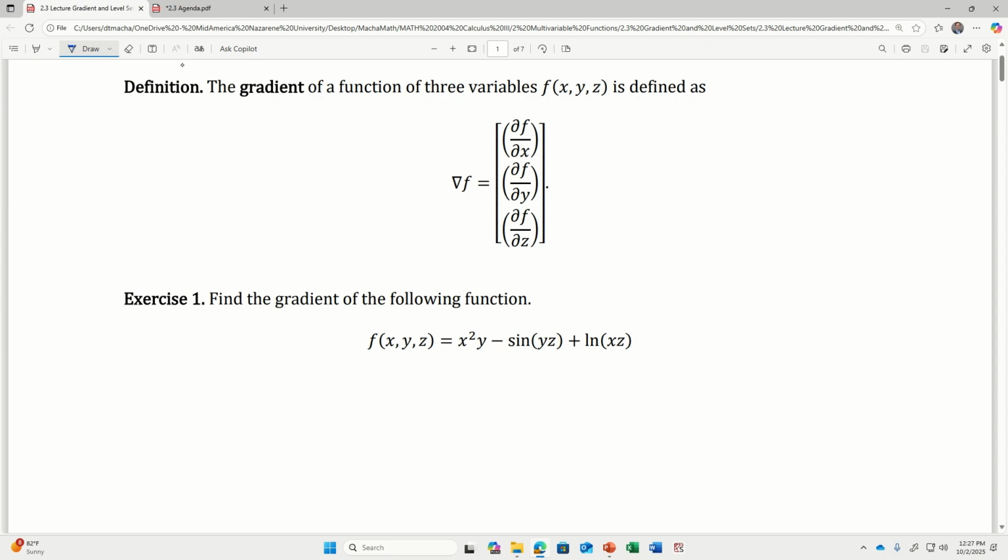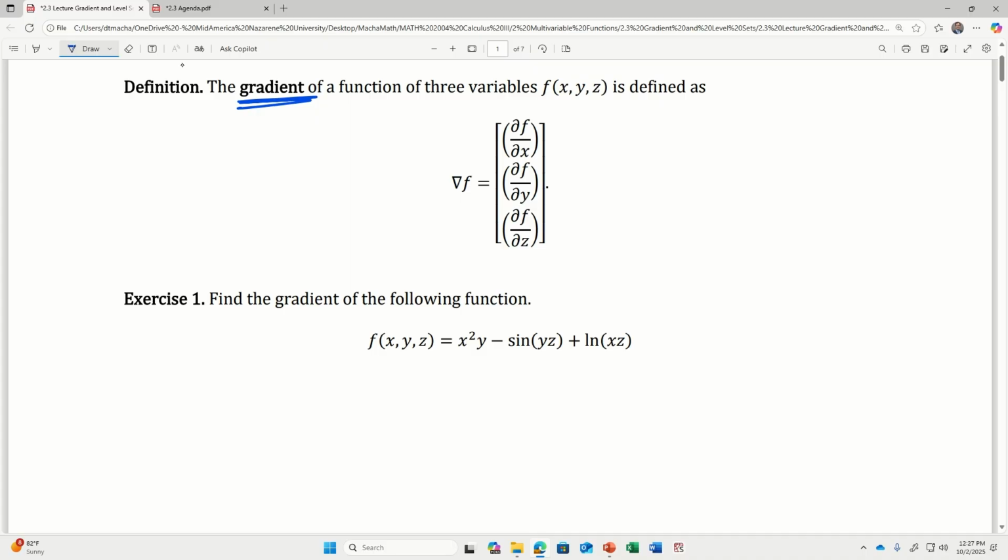The gradient. If you've got a function with two independent variables, your gradient is going to be a two-dimensional vector. But if you've got a function of three variables, then your gradient is going to be a three-dimensional vector, and so on. In fact, if you've got a function of four variables, then your gradient is going to be a four-dimensional vector. You can just keep generalizing this on and on.